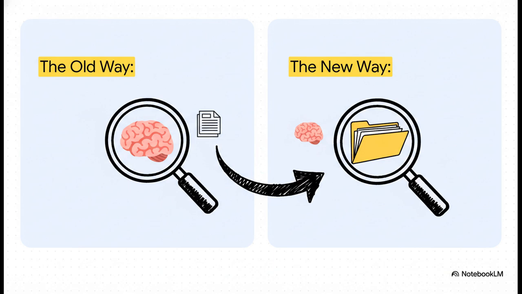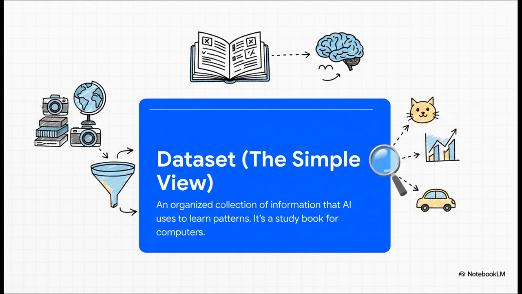This whole idea is called data-centric AI. It's this relentless focus on making the dataset better. Because think about it, a brilliant student with a terrible textbook is going to fail. But even an average student can do amazing things with a perfect one. So after all of that, what's the big takeaway? It all comes back to that simple idea we started with. A dataset is just a study book for a computer. That's it. It's that organized collection of examples that lets an AI find and learn the patterns of our world.